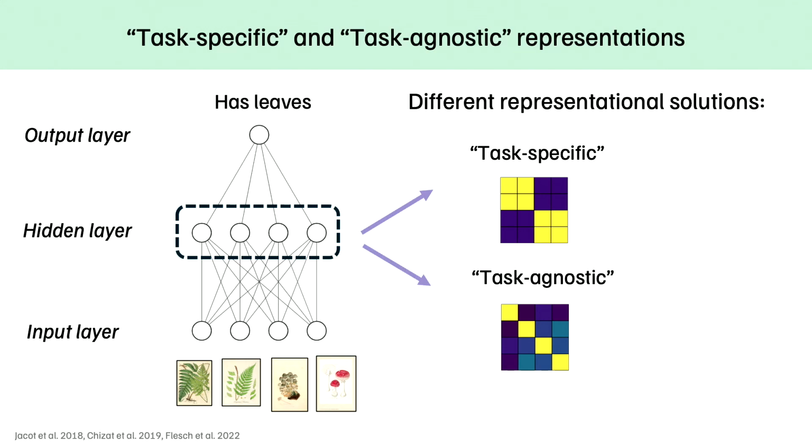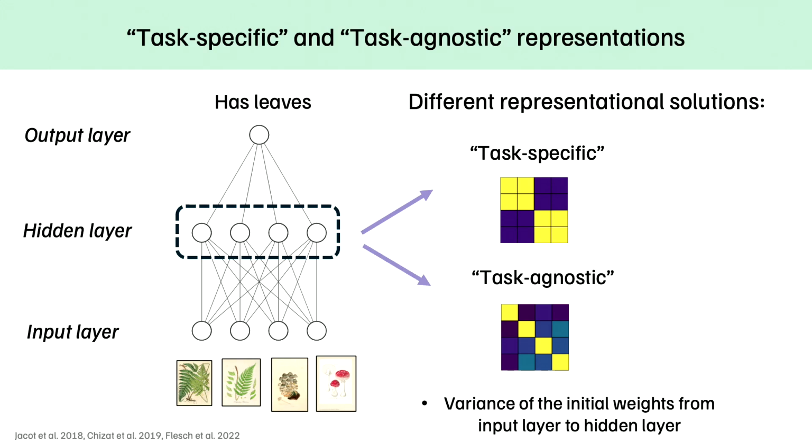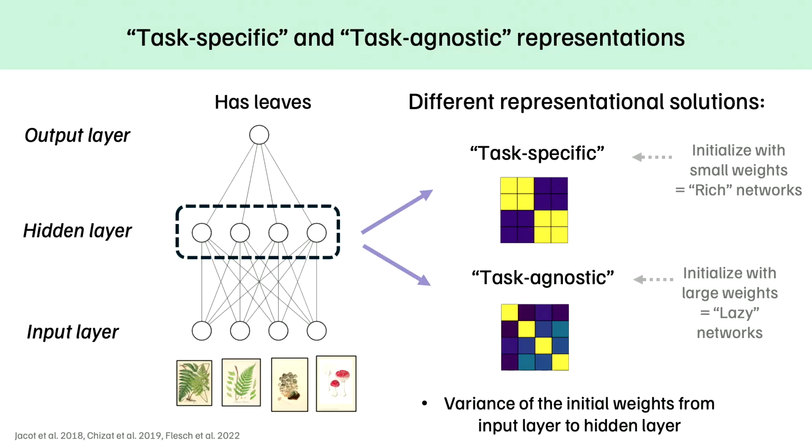And as it turns out, you can get these different representations to form in 2-layer neural networks by changing just a single parameter. That's the variance of the initial weights around 0 from the input layer to the hidden layer. As you'll see in the tutorial, we're going to initialize a network to have weights drawn from a Gaussian distribution around 0, but you can change how big the magnitude of those weights will be based on this initialization. And it turns out that if you initialize a network in this setting with small weights, you get a rich network that forms this task-specific regime.